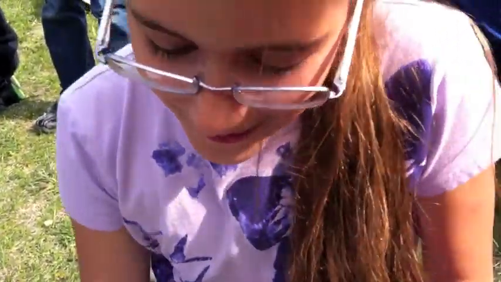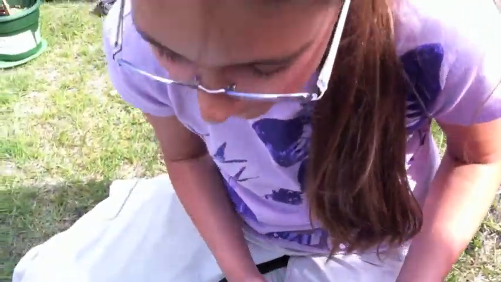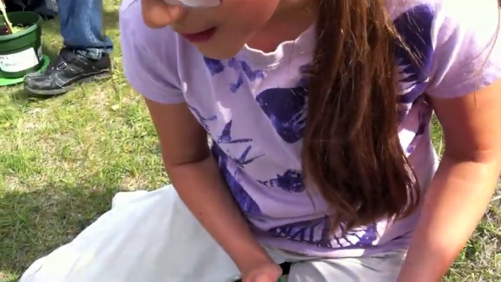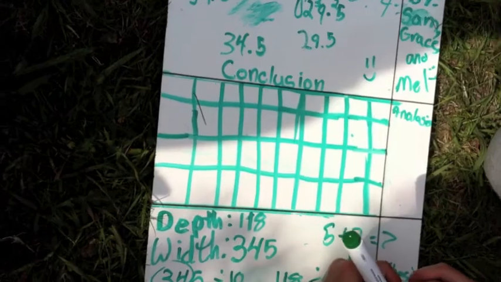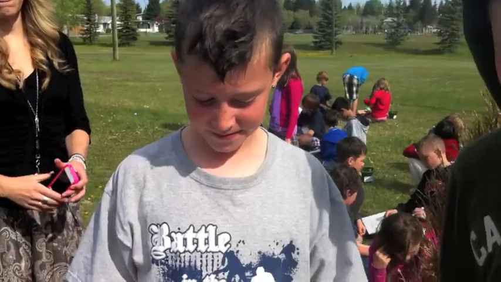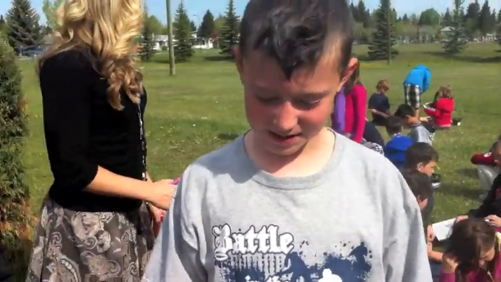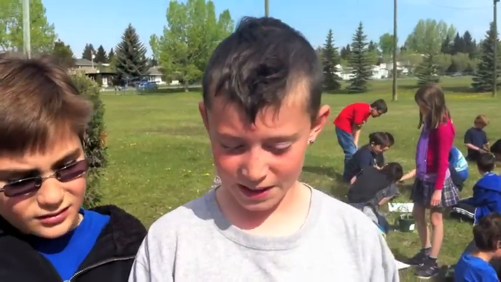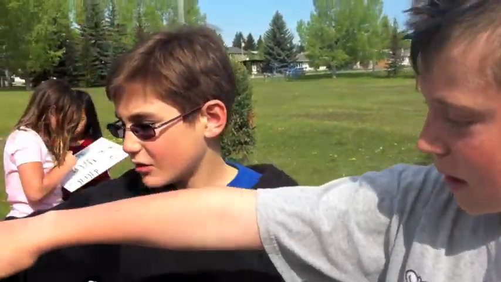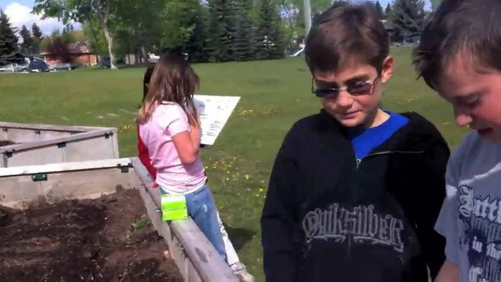So up here, we did 345.00 divided by 10, which equaled 34.5. So the boxes, the squares across would be 29.5 centimeters each. And the ones going up, across is 34.5 centimeters.